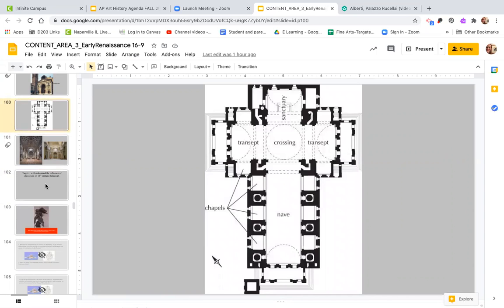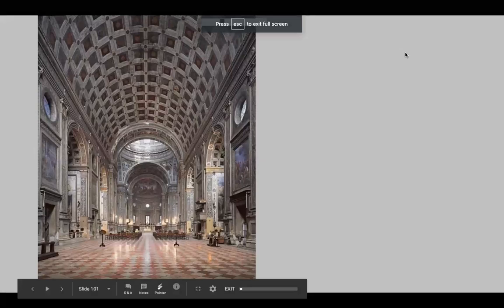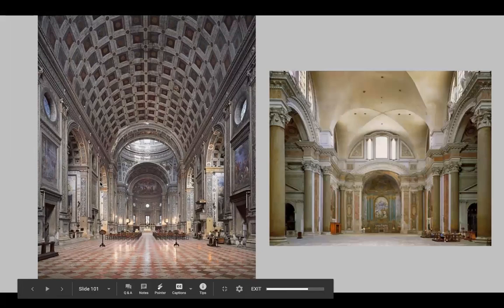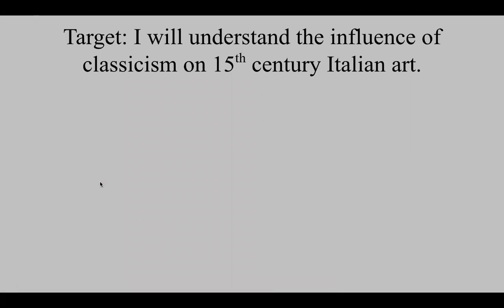Anyway, you can see how the interior feels like the inside of a Roman bath. It has the coffered ceilings and the barrel vaults. And so you can see how this is very much a departure from Gothic architecture. Okay, so now we're going to look at the influence of classicism on sculpture.